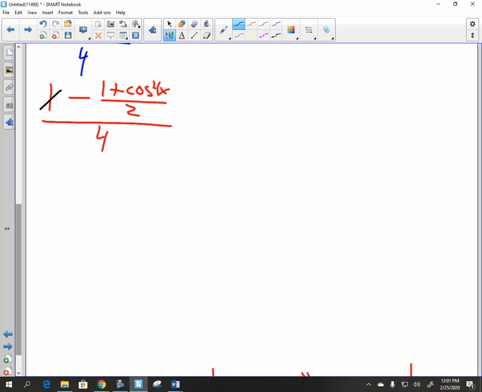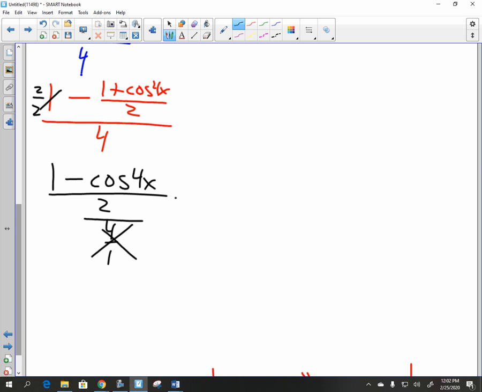Instead of 1, we'll write it as 2 over 2. So I've got 2 minus 1 is 1. I'm going to distribute that subtraction sign through. And when I distribute that subtraction sign through, I get negative cosine of 4x over, what's the denominator here? 2 over 4 over 1. Now what? Multiply by the reciprocal. And we get 1 minus cosine of 4x all over 8.